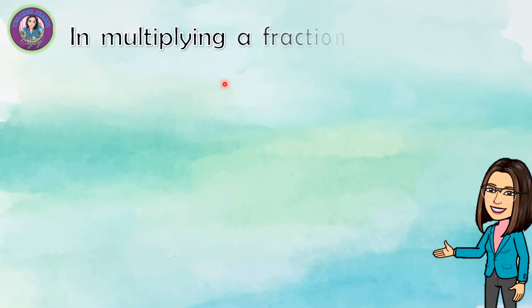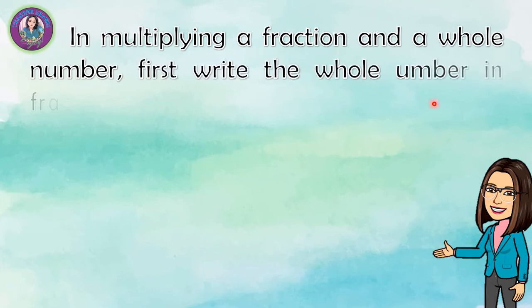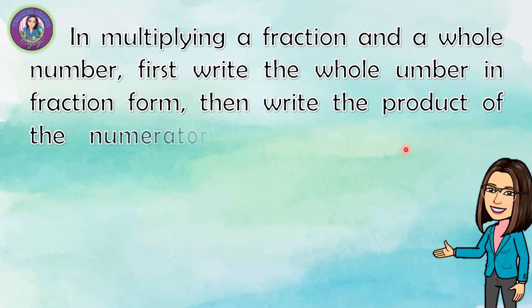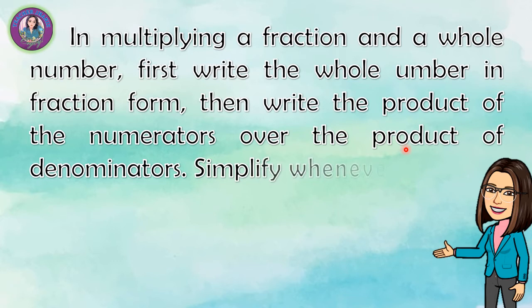In multiplying a fraction and a whole number, first write the whole number in fraction form. Then write the product of the numerators over the product of denominators. Simplify whenever possible.